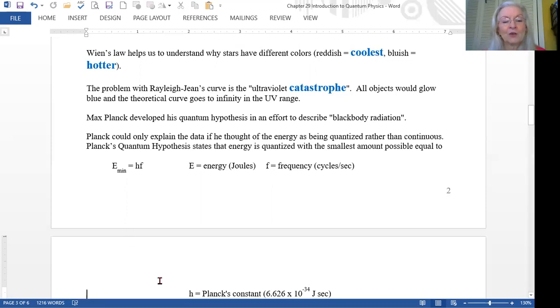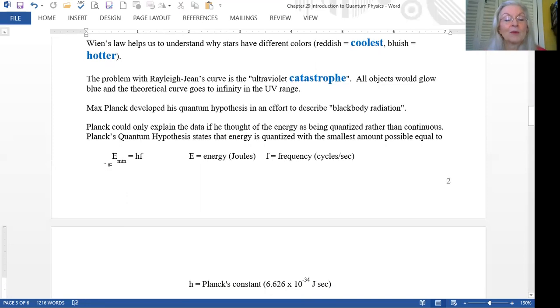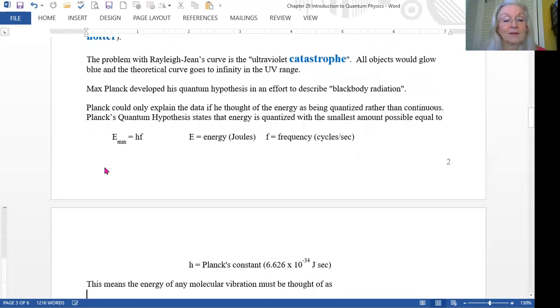So h is something new. It's called Planck's constant, and it's 6.626 times 10 to the minus 34 joule seconds. So the minimum amount of energy possible is equal to h multiplied by the frequency that we're looking at. And remember, frequency and wavelength are related to each other. c equals lambda f. So lambda is the wavelength and f is the frequency. And c is the speed of light in a vacuum, 3 times 10 to the 8th meters per second.